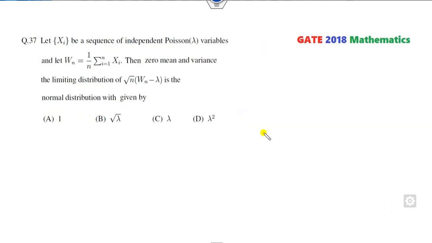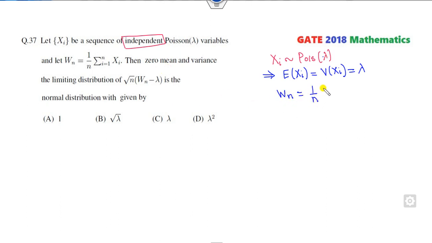Okay, look at the next question. Xi is a sequence of independent Poisson random variables with the parameter lambda. What is the meaning of that? The mean and the variance of the Poisson distribution are always the same, equal to the parameter. Then Wn is defined as this value, which is nothing but the expected value of Xi, that is X bar. So basically X bar is nothing but my Wn.